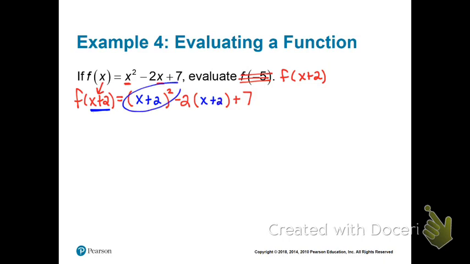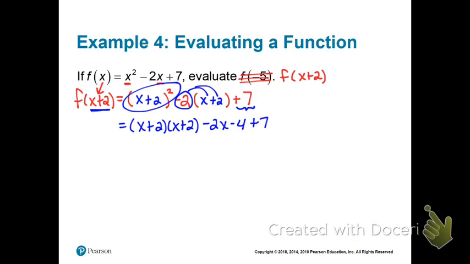Now remember, when you have a binomial squared, you can't just distribute the exponent. It doesn't work. You're going to have to remember that squared means times itself. So if we write it out, we're going to have to go to our box. I'm going to go ahead in the same step and distribute the negative 2. So minus 2x minus 4, and I'm going to bring down my plus 7.